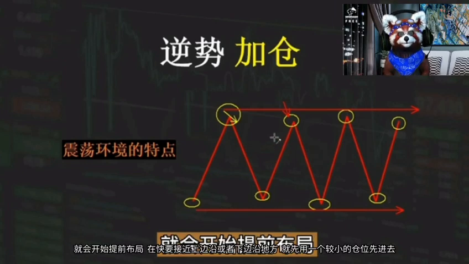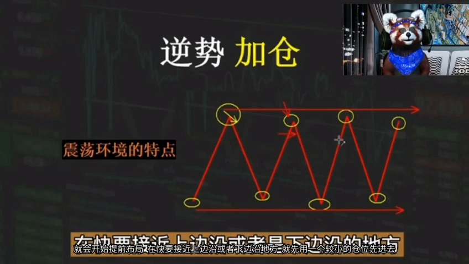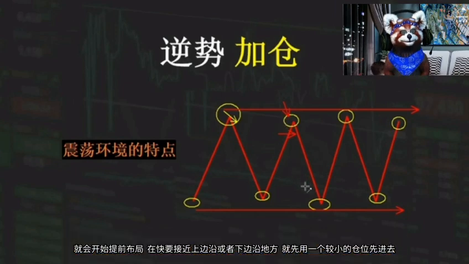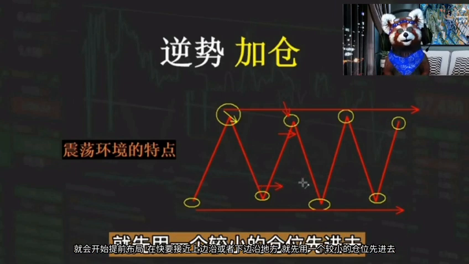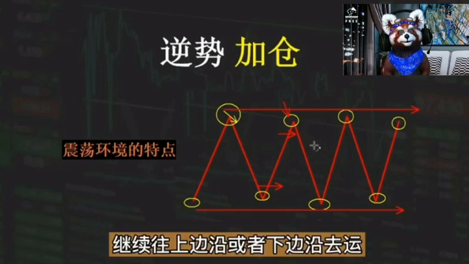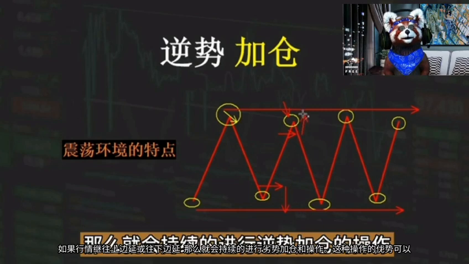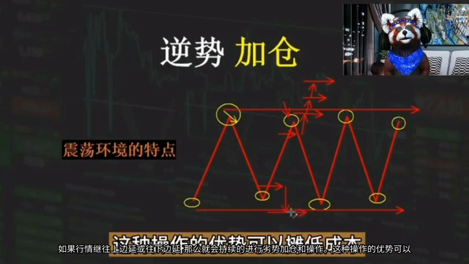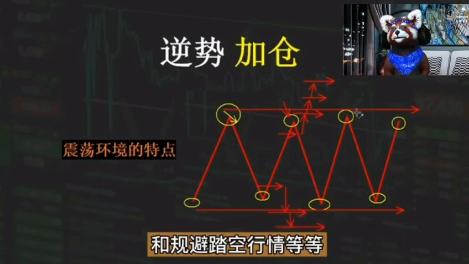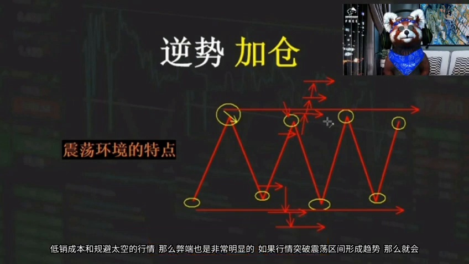So the strategy for increasing your position in the ranging market is to guarantee not to miss the market. It will start to be laid out in advance, and when approaching the upper edge or lower edge, use a smaller position to enter first. If the market continues to expand upwards or downwards, then it will continue to increase positions at a disadvantage. The advantages of this operation are a low cost and avoiding missing the market.